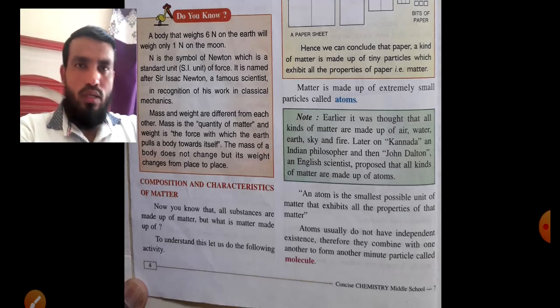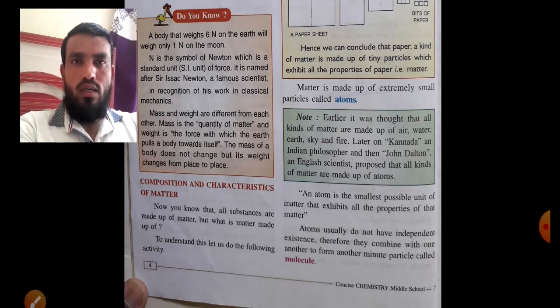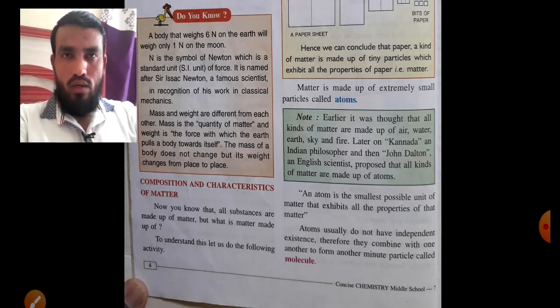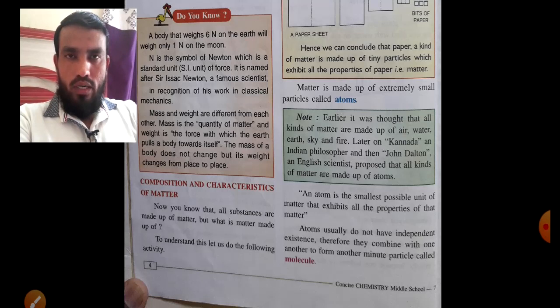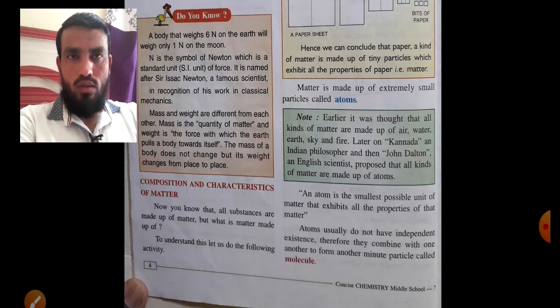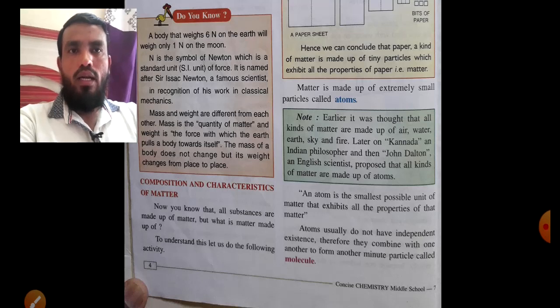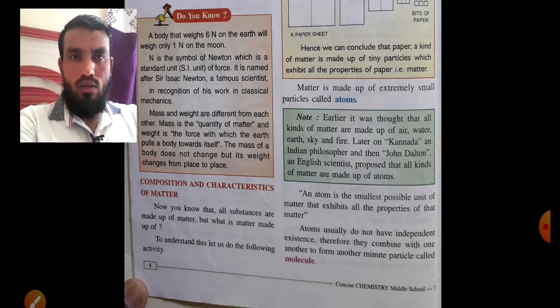And one more thing we have to see here: a body weight of 6 Newton on the earth will weigh only 1 N on the moon. Whatever weight your body has on the earth, it will reduce on the moon. N is the symbol of the Newton. If your body weight is 6 Newton on the earth, when you weigh on the moon it will show 1 Newton only. Newton is the SI unit of force, and it is named after Sir Isaac Newton, a famous scientist who discovered this.